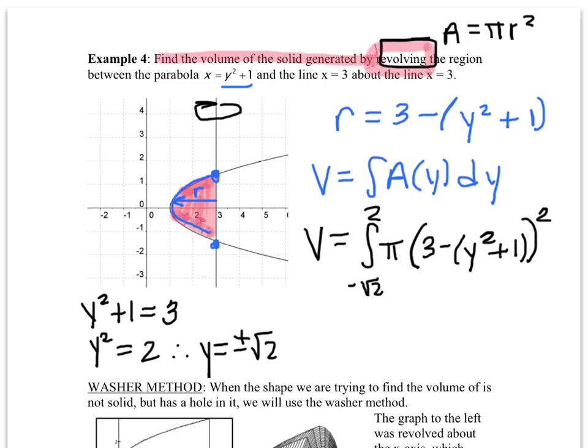And again, at this point I'm more concerned with the setup of the integral, not so much your technique on integrating and using your calculator. At that point you should have enough practice with it. So that's a recap of solids of revolution.